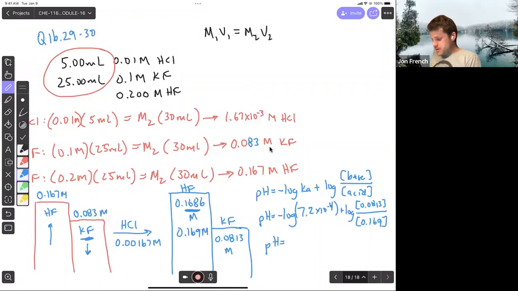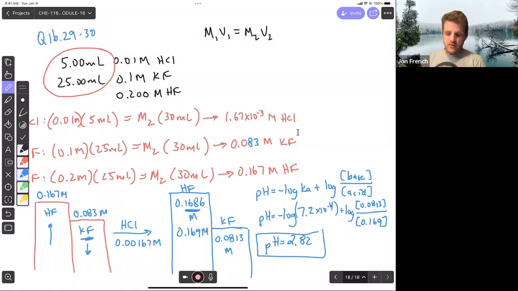So the new pH of this solution is the negative log of 7.2 times 10 to the minus 4 plus the log of 0.0813 divided by 0.169. I get a pH of about 2.82 for that system after we add the HCl.